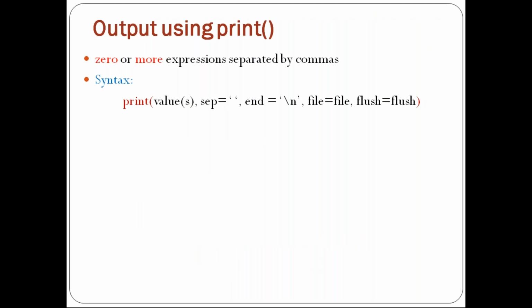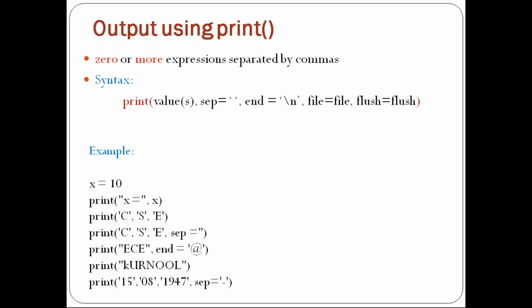Next one is printing an output over the console. For that we will be using the print method. This is going to be the syntax here. Let's consider an example, x equal to 10. x is pointing to an integer object, that is 10. Print of x will print the x value as 10, and print c comma s comma e will be printing CSE with space separated.